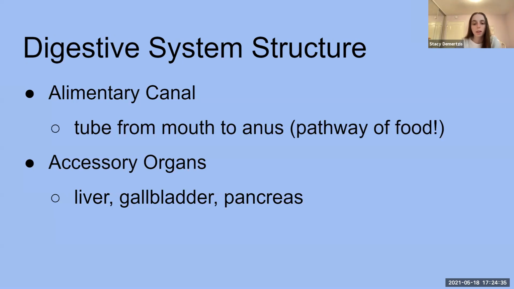All right, so I'm going to talk a little bit about the digestive system. And first, I want to go over digestive system structure. So the digestive system is broken up into 2 main components, the alimentary canal and the accessory organs. The alimentary canal is also known as the pathway of food. So it's the organs that food comes in contact with, and it's this tube from our mouth to our anus and all the organs that exist in between. The accessory organs are the liver, the gallbladder, and the pancreas. The next slide.